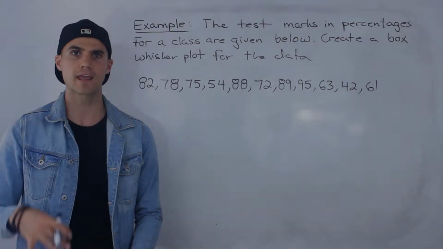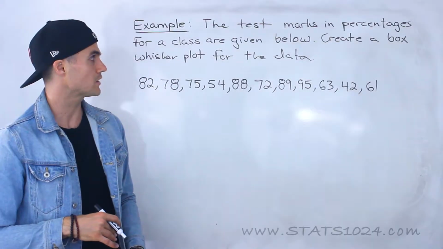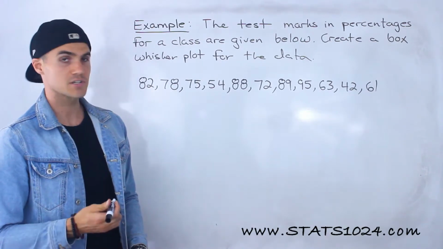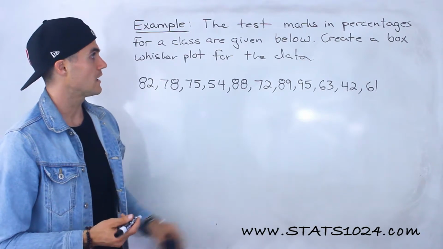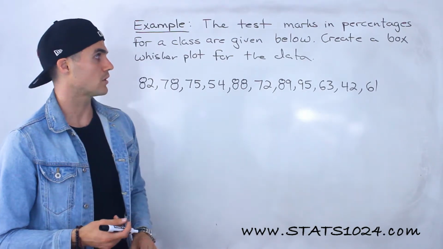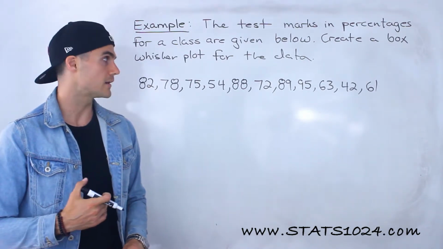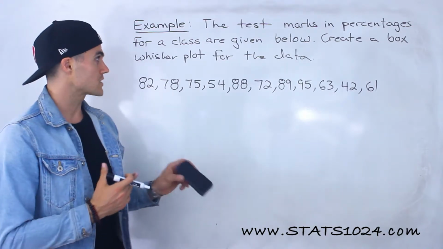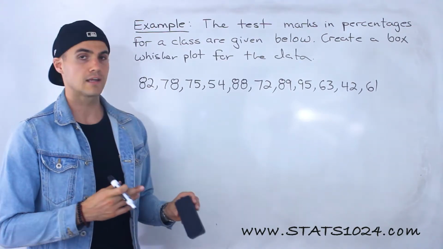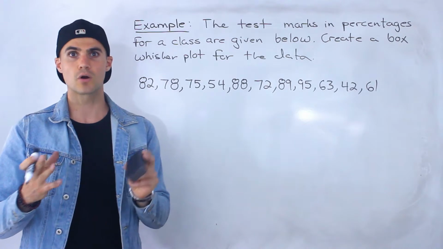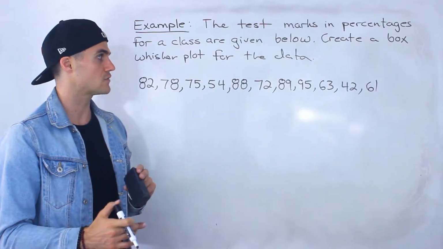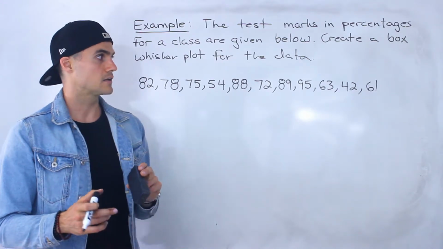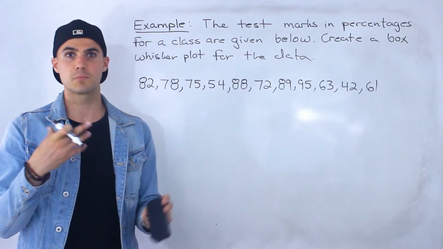Patrick here, and in this video we're going to do an example. The test marks in percentages for a class are given below right here, and we have to create a Box-Whisker plot for the data. Now, to create a Box-Whisker plot, what we're going to need is the quartiles. We're also going to need the smallest and largest observations of the data. And in order to get the quartiles, we're going to have to find a bunch of medians.